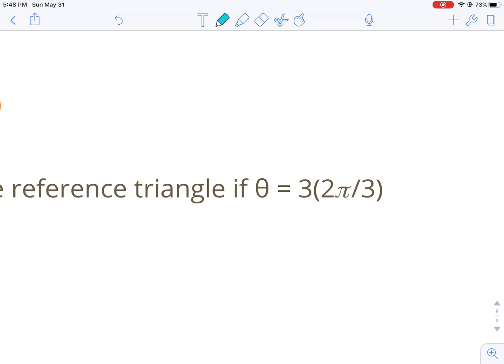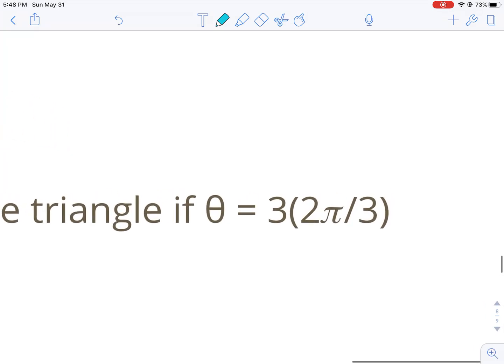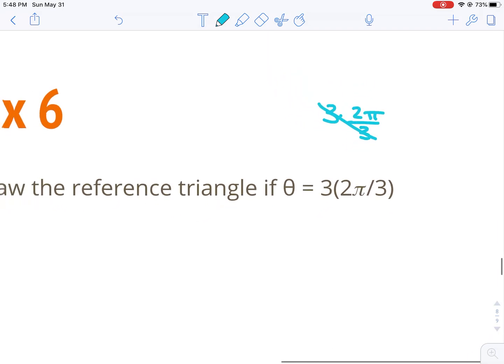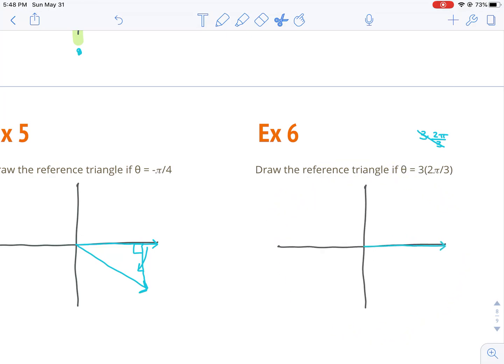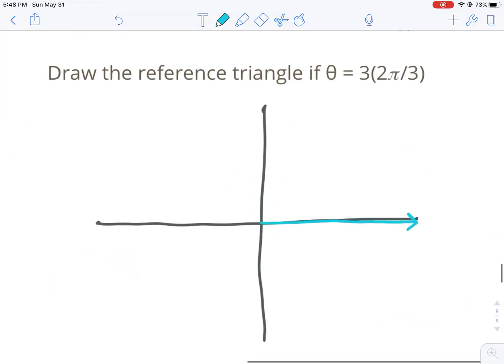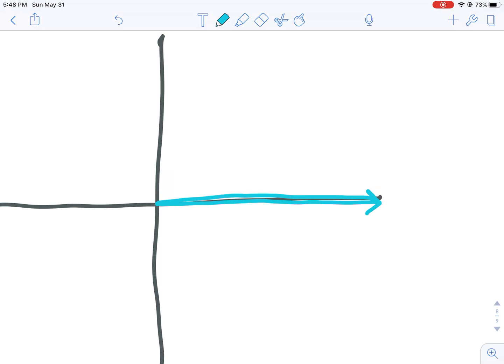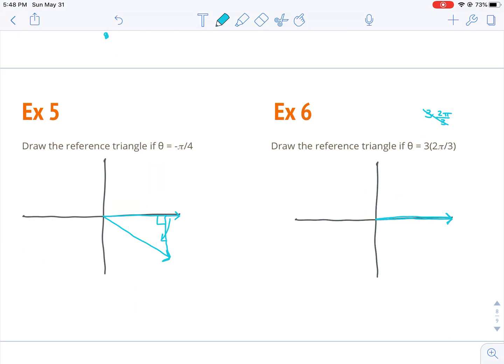I'm going to clean this up before I start drawing. So I've got 3 times 2 pi thirds. My 3's will divide out, so I'm drawing a reference triangle for 2 pi. Well, 2 pi is the entire thing. So my picture looks like that. And if I want to be super clear and prove to Miss Cronin that I didn't just quit halfway through, I can draw in 2 lines, but otherwise I'll just assume you know what you're doing.